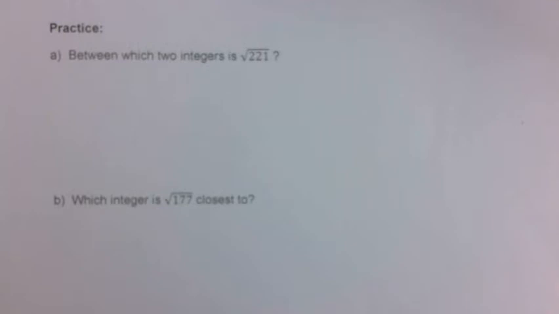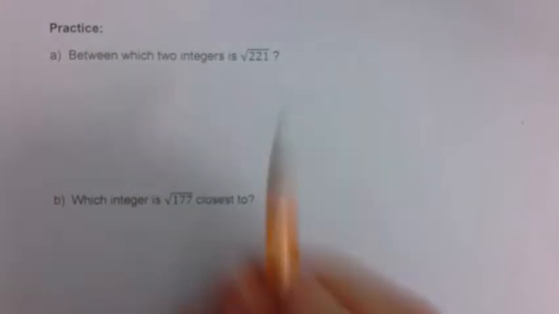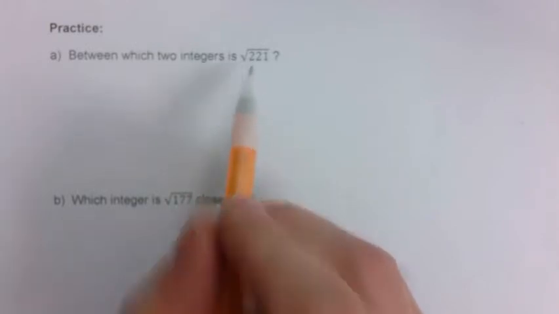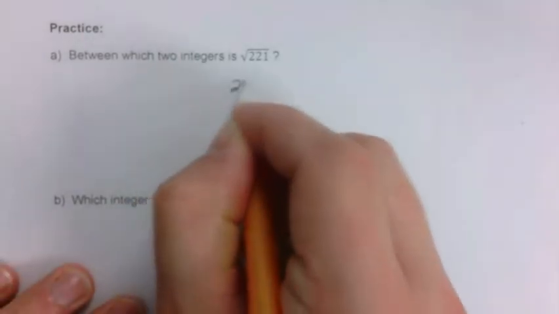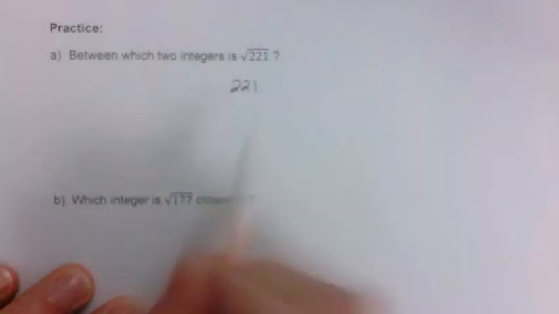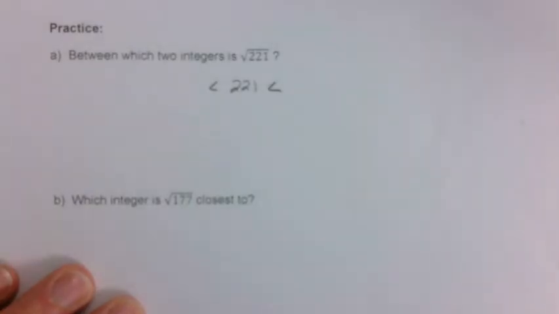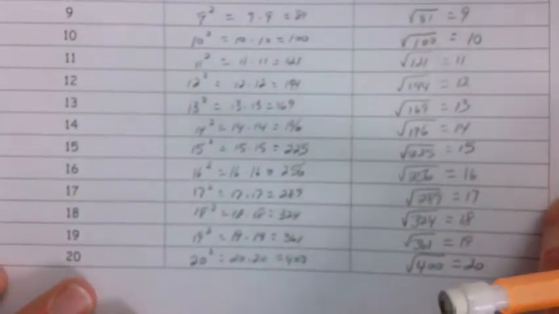In our next example, we want to know between which two integers is the square root of 221. So again, when I take the square root of 221, I'm going to get an irrational number, a non-terminating, non-repeating decimal, because 221 is not a perfect square. What I'm going to do is figure out the perfect squares that 221 is between. So again, if I look at my list of perfect squares, the square root of 221 is between which two perfect squares?